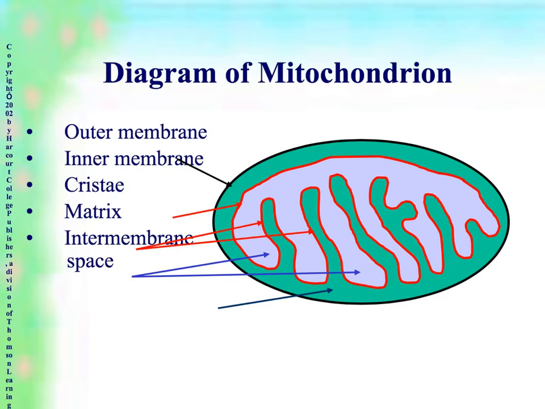Okay, here's a diagram of the mitochondria, and I see my arrows are off. Obviously, the outer membrane is on the outer. The inner membrane line looks, and the inner membrane and the cristae is the red line. The matrix is in the middle, the light blue area, and then the intermembrane space is the green area.